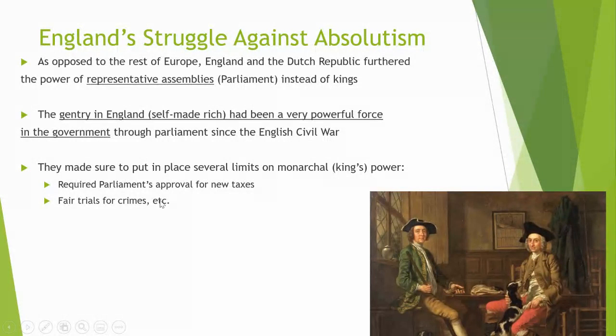Fair trial for all crimes. So they basically wanted to outlaw the Star Chamber that was opened by King Henry the Seventh, the Tudor dynasty.